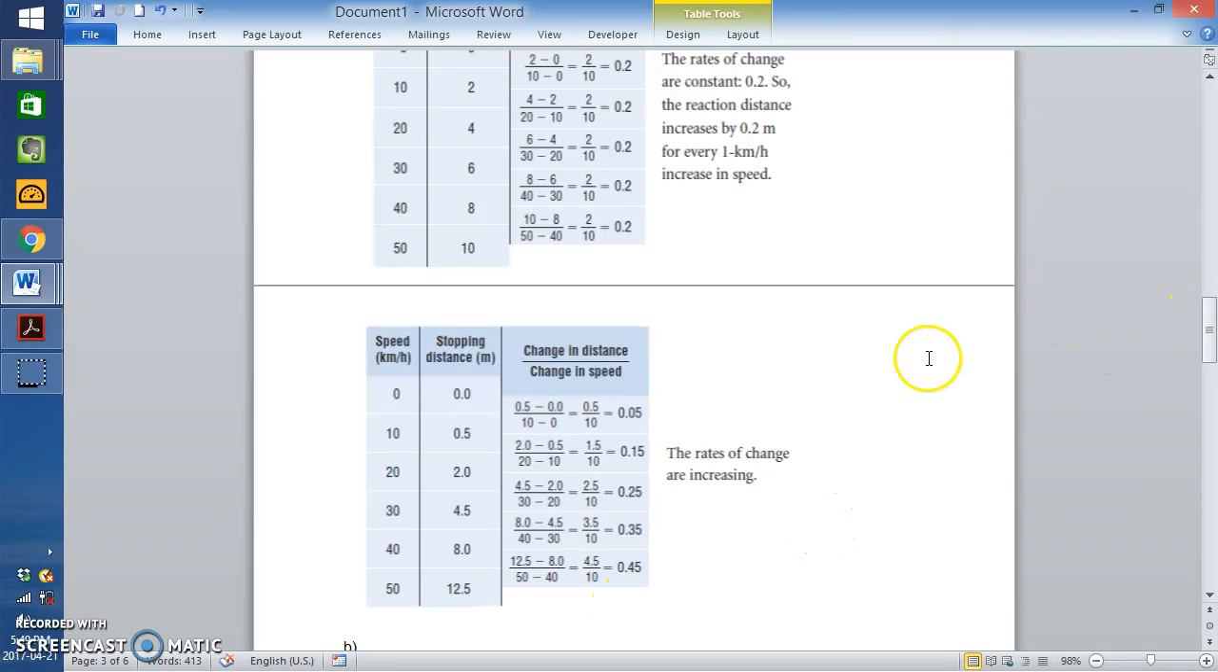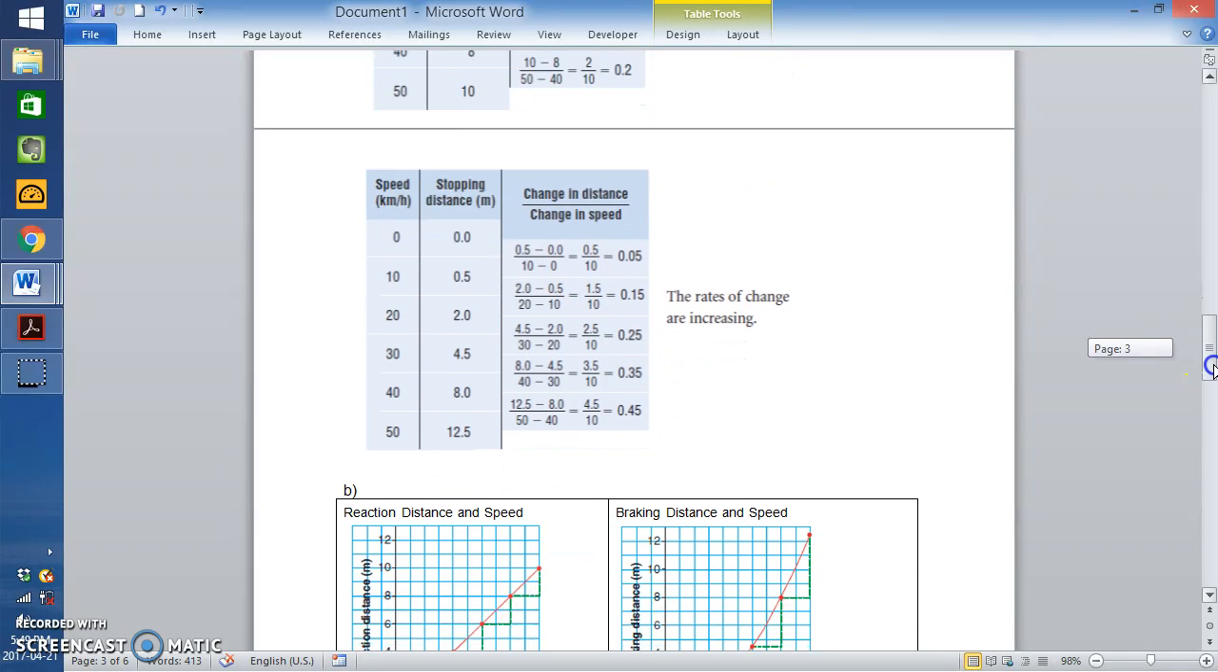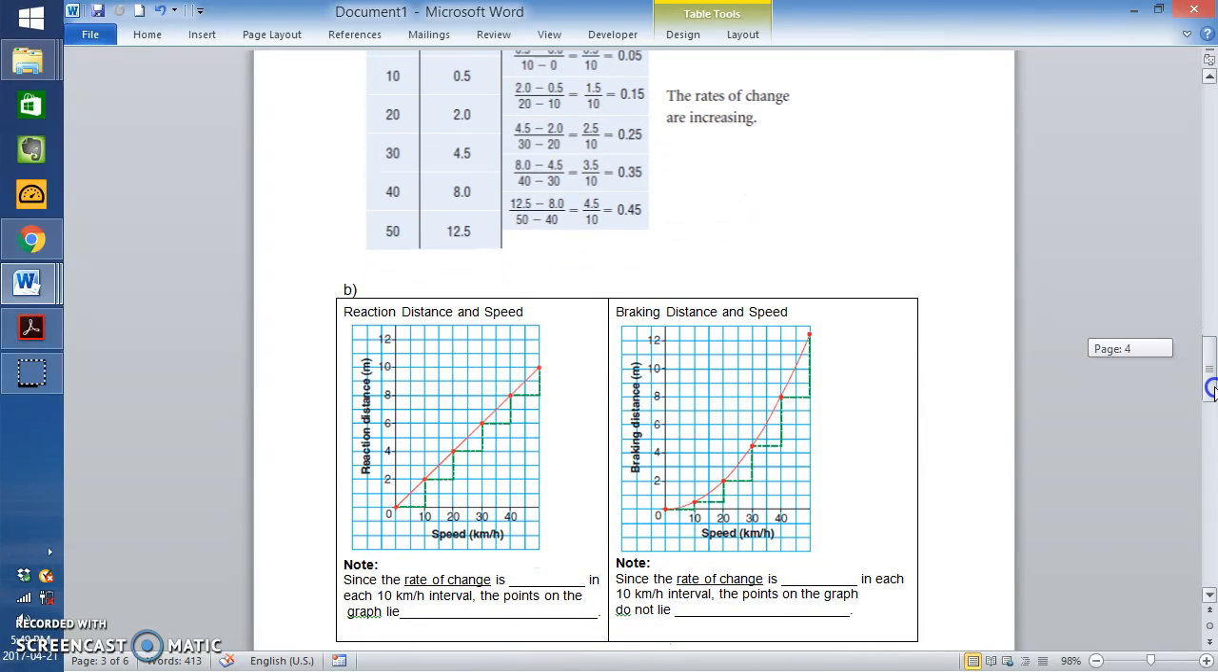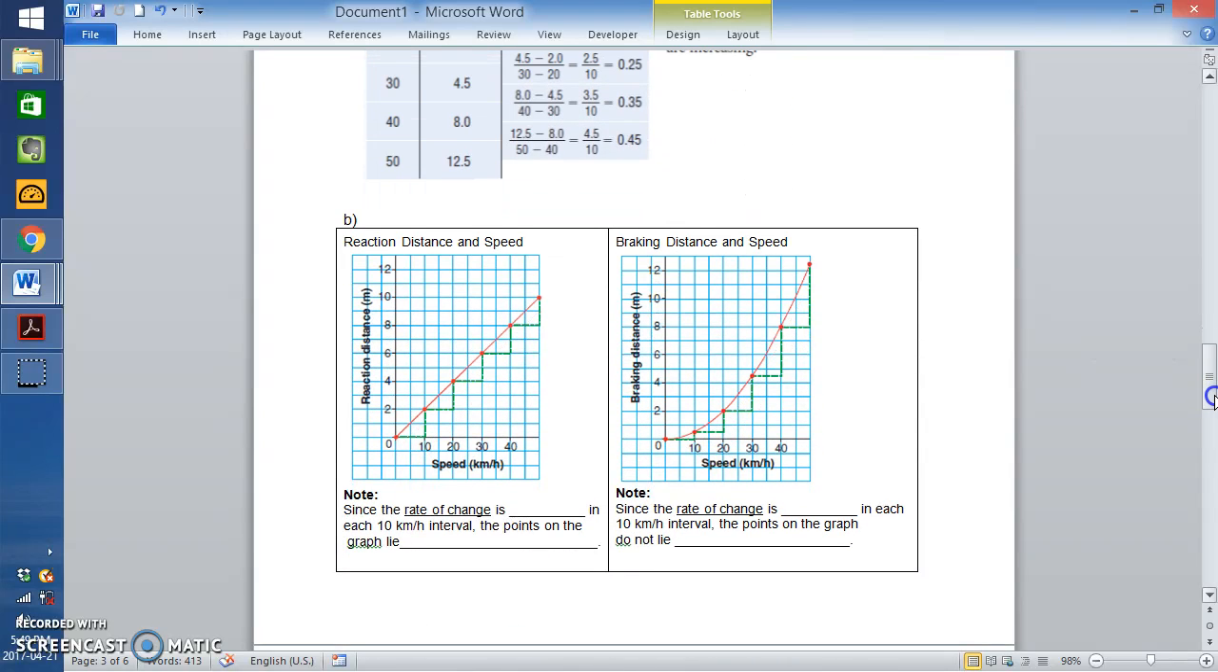Now, let's keep both of these results in mind, and let's compare their graphs. Okay, here we have both graphs. In the first one, we have reaction distance and speed. As you see here, the graph is represented by a straight line. And if you recall from the table, we ended up having the same rate of change here.